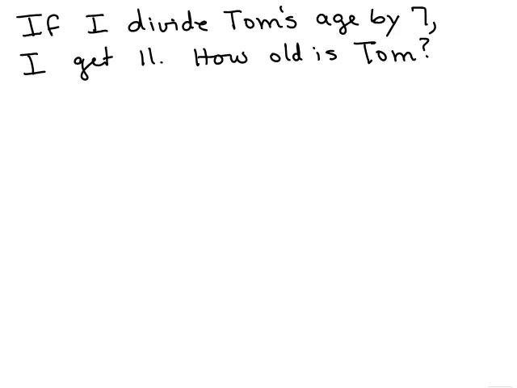All right, next one. If I divide Tom's age by 7, I get 11. How old is Tom? All right, so we read through it. What are we looking for? We're looking at how old Tom is. Well, that'll be Tom's age, right? So we have to define Tom's age by something. How about T for Tom's age?